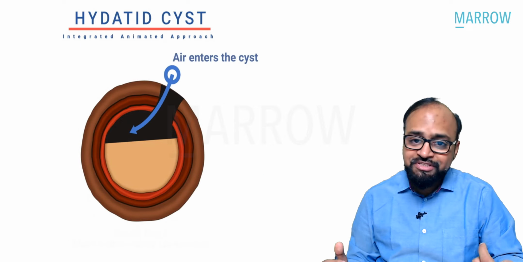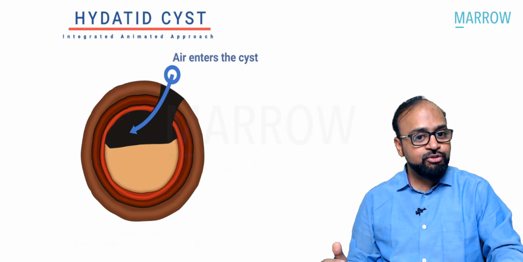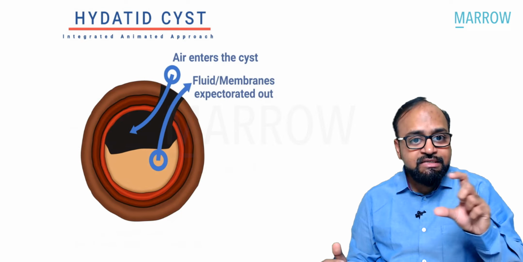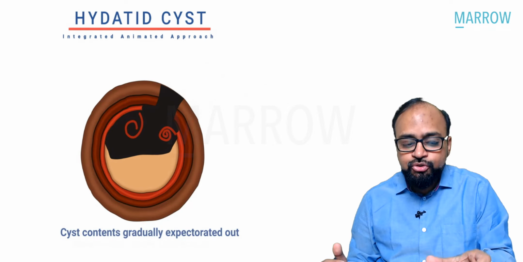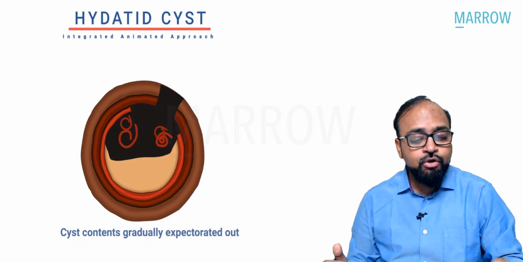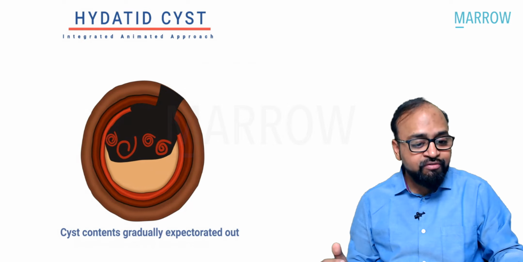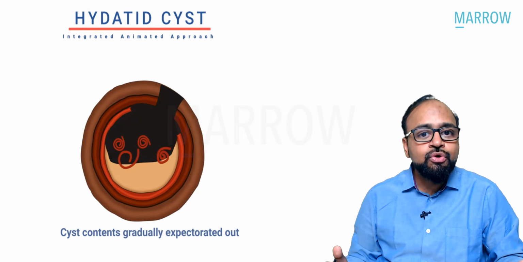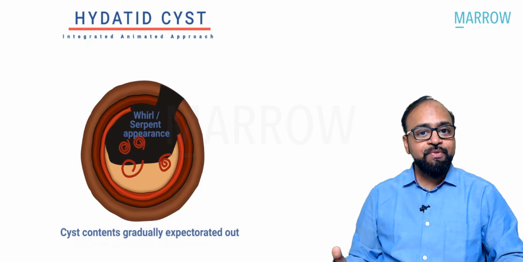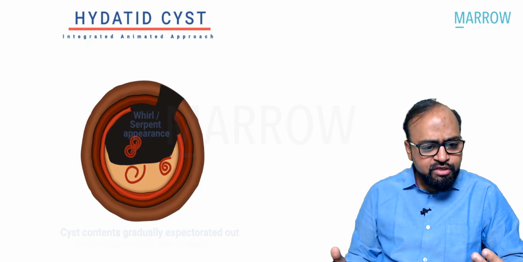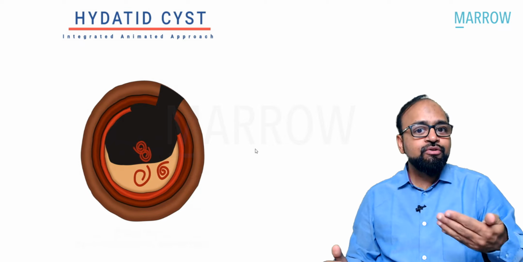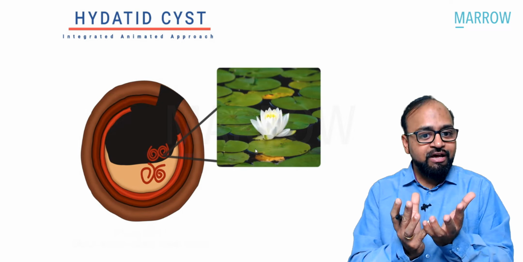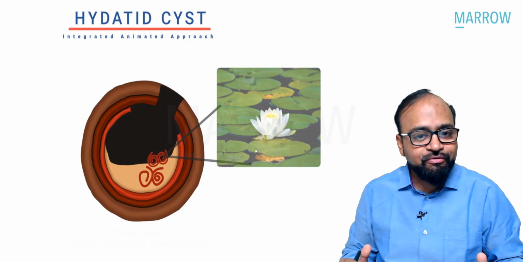When air enters, the cyst contents are also expectorated out. When that happens, the cyst membranes or the wall of the cyst can degenerate. These membranes form whorls or curls or swirls and start floating within the cyst cavity. This is what is called the whorl sign or serpent sign of hydatid cyst. Some of these whorls or membranes may get arranged on the fluid surface within the cyst, taking the shape of the petals of a flower, and this is what is called the water lily sign of hydatid cyst.